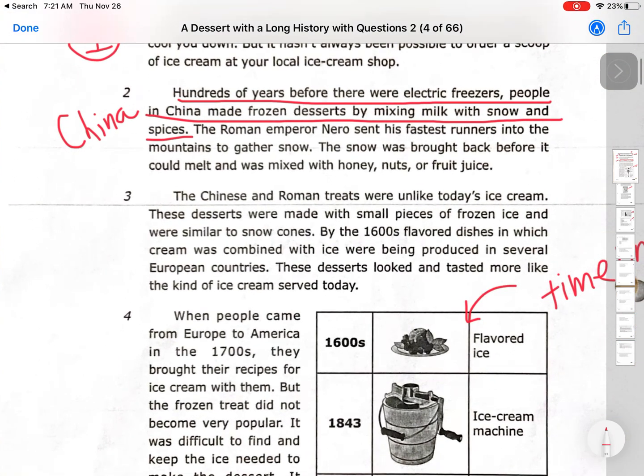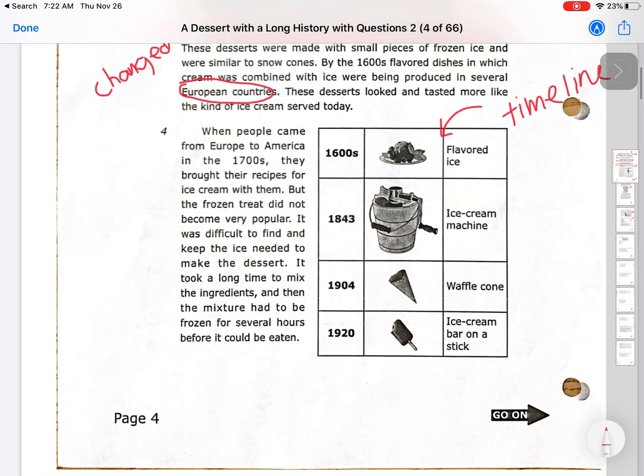The Chinese and Roman treats were unlike today's ice cream. So I'm thinking we're going to learn about how it's different. The desserts were made with small pieces of frozen ice and were similar to snow cones. By the 1600s, flavored dishes in which cream was combined with ice were being produced in several European countries. These desserts looked and tasted more like the kind of ice cream we serve today. So I'm just going to write changed. And then I circled European countries because it sounds like they were the first ones to start adding cream to the dessert, which changed it forever, right?